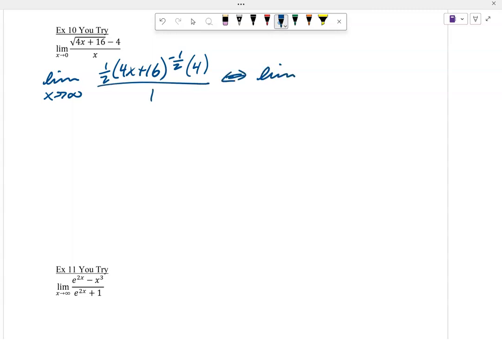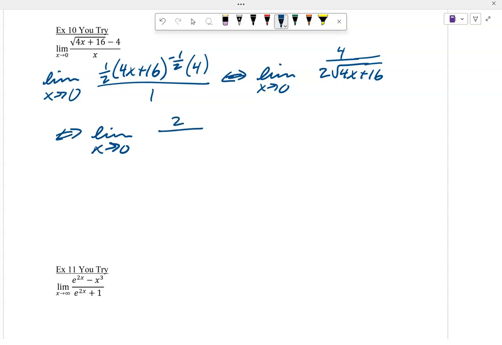And so this just ends up being limit as x goes to 0, why do I keep writing infinity? My goodness. 4 over 2 square root of 4x plus 16 all over 1. So we've got limit as x approaches 0 of 2 over square root of 4x plus 16. And now I throw the 0 in. And so I got 2 over the square root of 16. So 2 over 4 or a half on that.